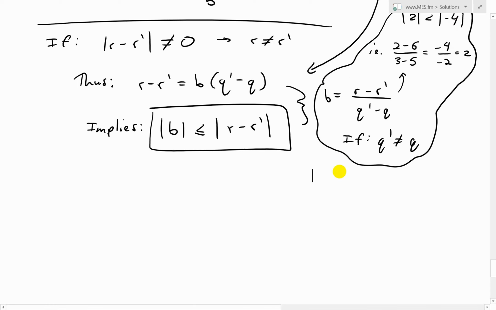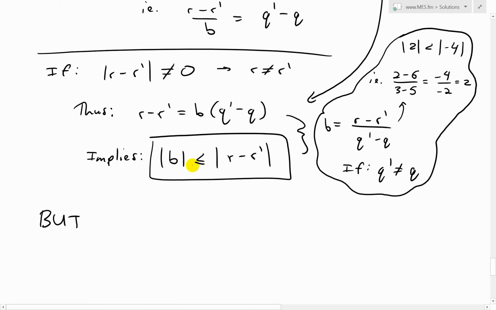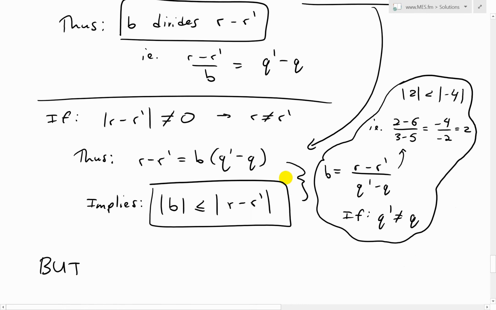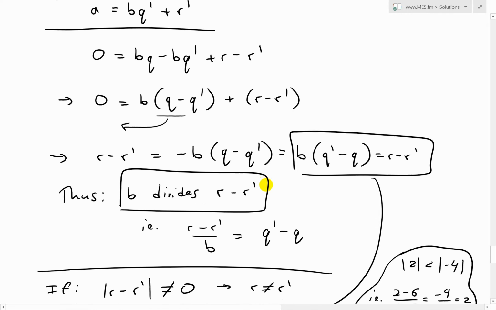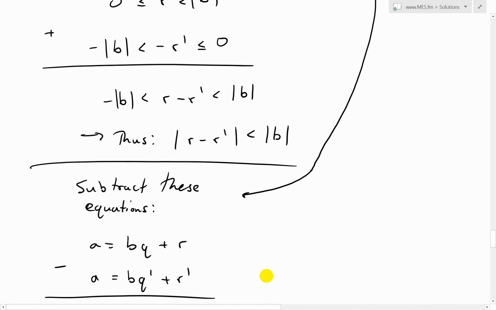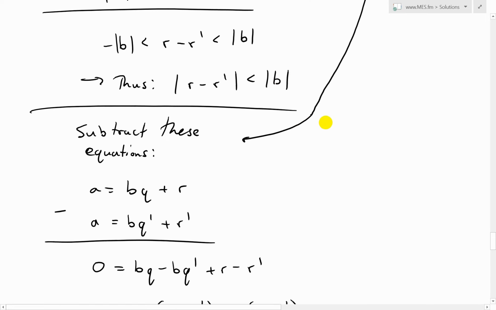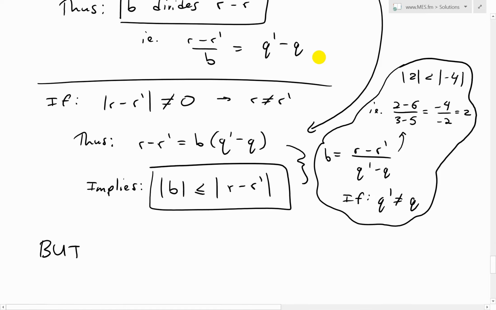But what we have here is another giant problem, and I'll show you if you haven't already picked up on it. Here, if b is not equal to 0, then it implies that the absolute value of b is less than the absolute value of the difference r minus r prime. But if we scroll all the way back up, when we did this inequality, we showed that b is greater than r minus r prime. So we can't have that.